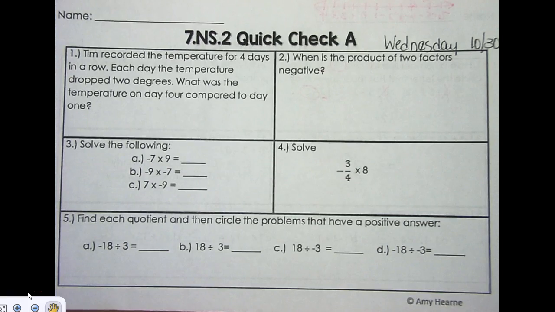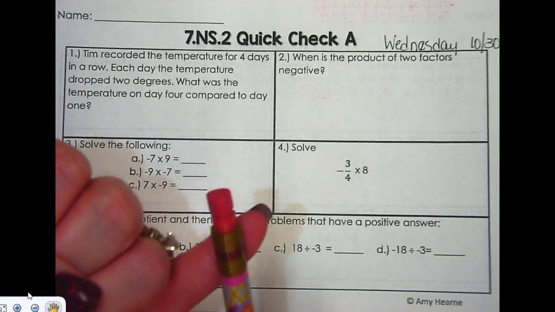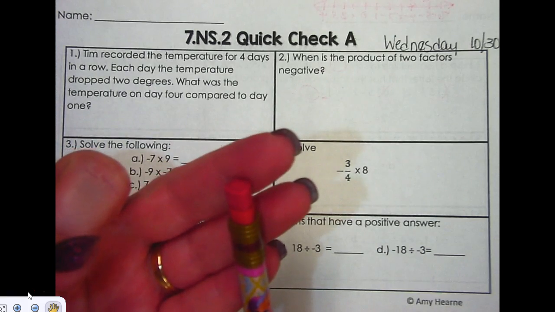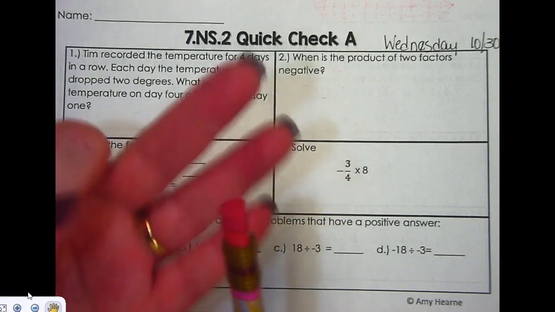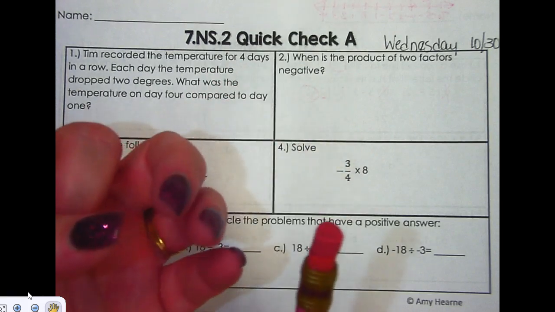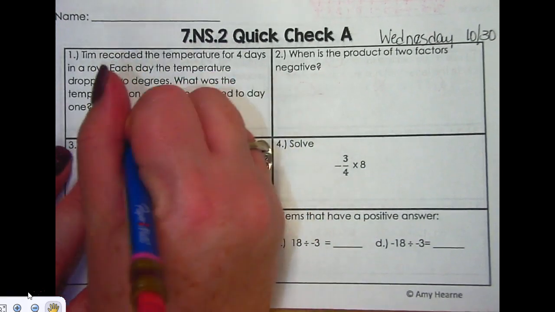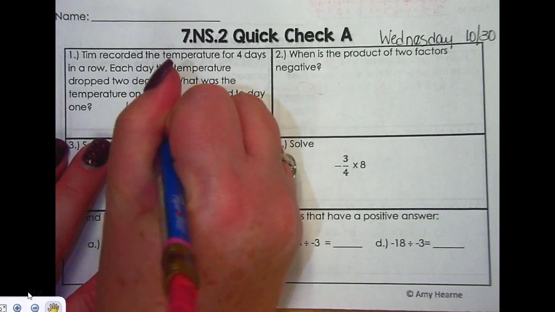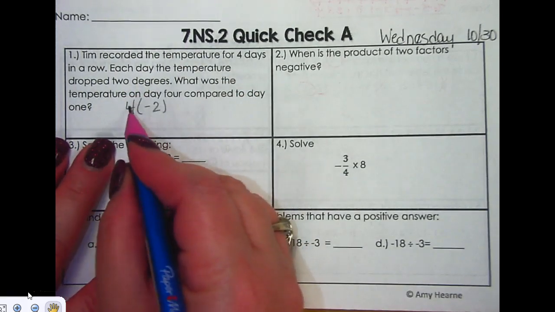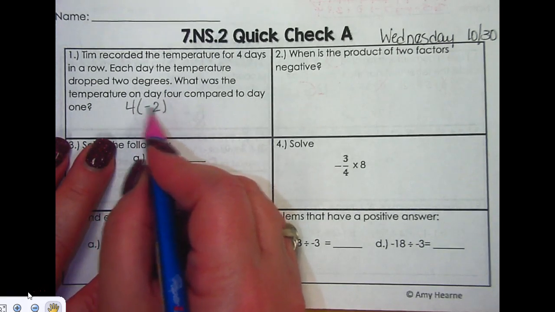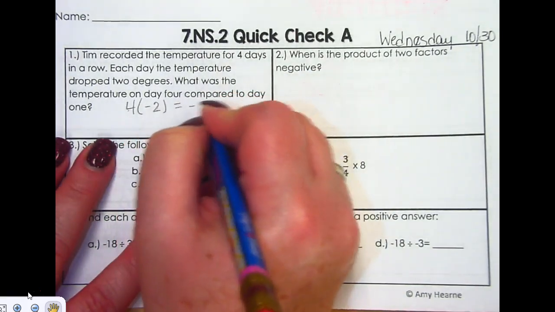It dropped 2 degrees every day for 4 days, so you were using repeated addition. If day 1 it went down 2, the next day 2 more, so we're at -4. The third day we were at -4 and we dropped 2 more, we're at -6. And on the 4th day it dropped 2 more, so we're at -8. Or you could have said 4 days times -2. 4 days, time is positive. Dropping 2 is negative. 4 times -2 is -8.